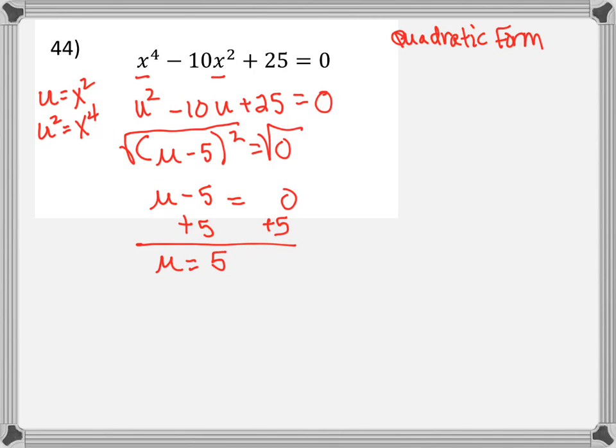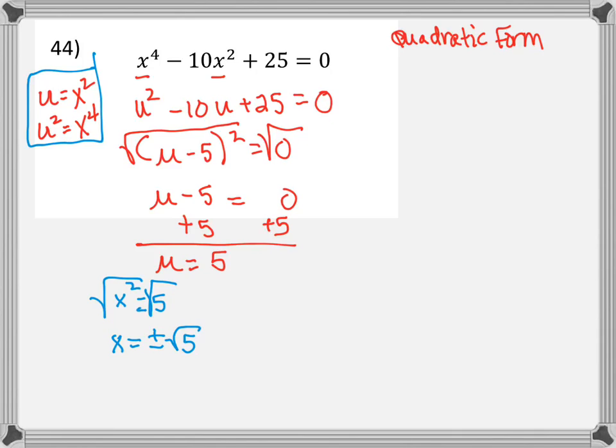u equals 5. But you need to remember, we are not trying to solve for u, we need to solve for x. So we need to go back to our u substitution and solve back in for u. What was u equal to? u equaled x squared. So this becomes x squared equals 5. And now we need to solve for x. I will square root both sides, and I have x equals plus or minus the square root of 5. So I have two solutions to this problem: positive square root of 5 and negative square root of 5.